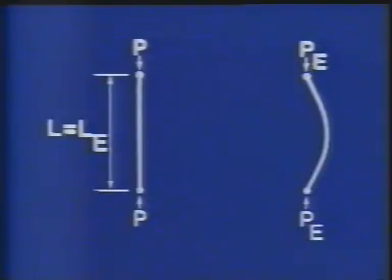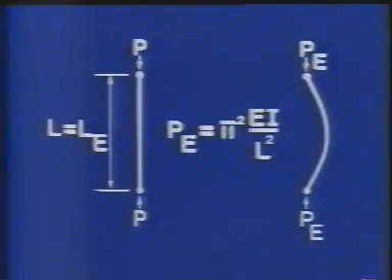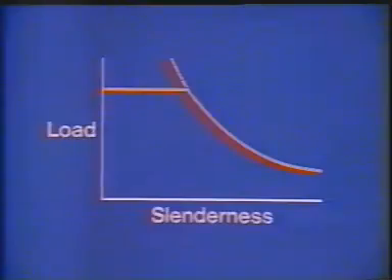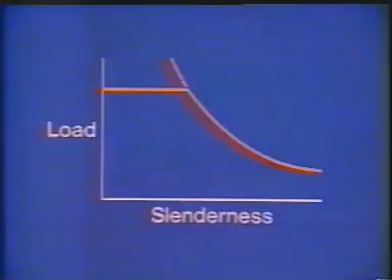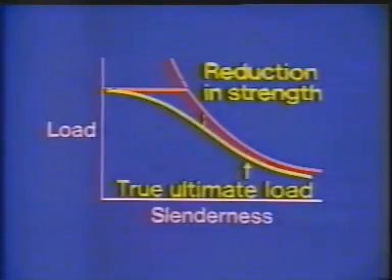If the column is theoretically perfect, it will fail by buckling at the elastic critical load known as the Euler load. The Euler load is related to the column dimensions and material property as indicated by this equation. The limits of squash and Euler load provide an upper bound to the strength of a perfect column. The effect of imperfections and residual stresses reduces the true collapse load of the column below the upper bound. The reduction of strength is most marked in the region where the Euler load and the squash load are almost equal.